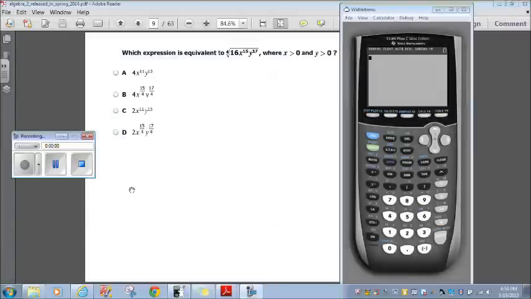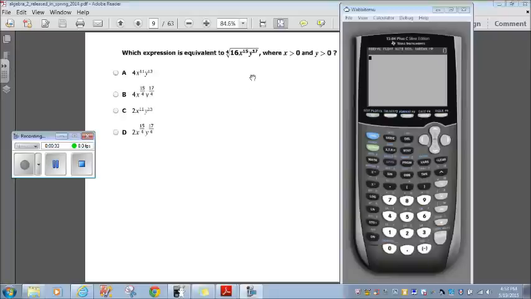Oh, okay, one more thing before I go. I didn't tell you how to use the store function when you have more than one variable. Let's look at this particular question here. This is an Algebra 2 question, but I guess you might have it in Algebra 1 as well. Which expression is equivalent to the fourth root of 16x to the 15th, y to the 17th, where x is greater than 0 and y is greater than 0? So here I have an x and a y. I need to store for two values.